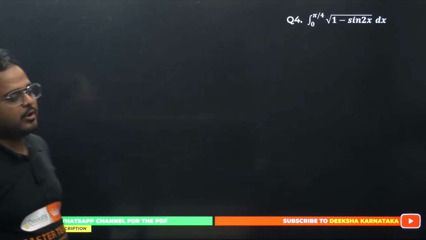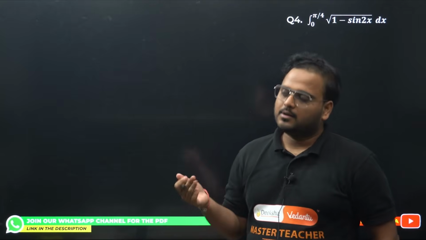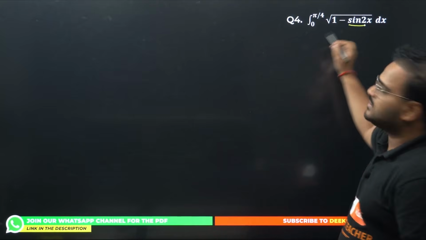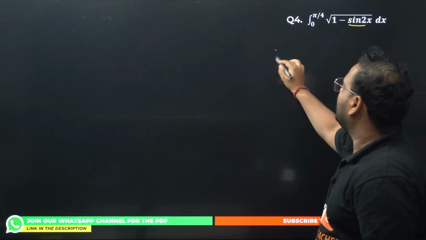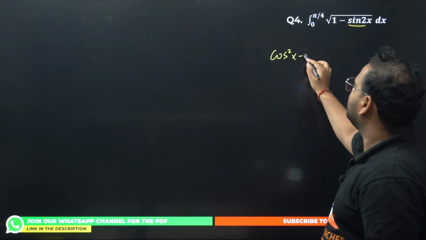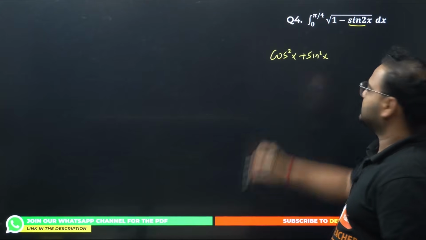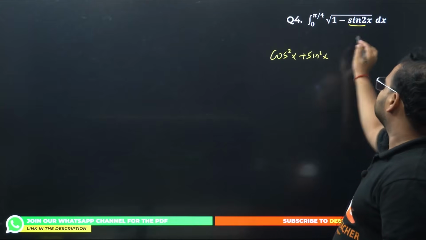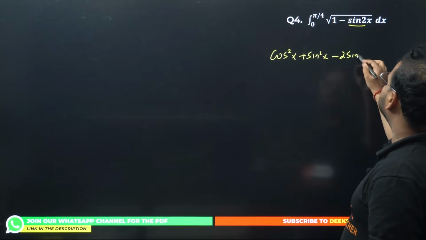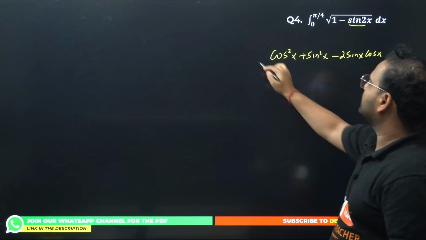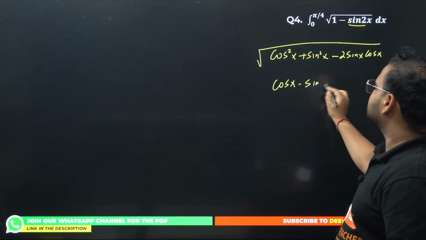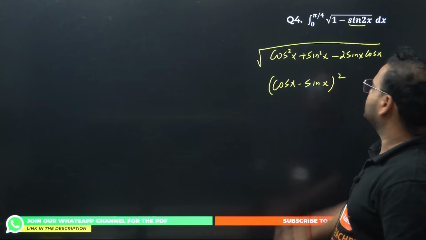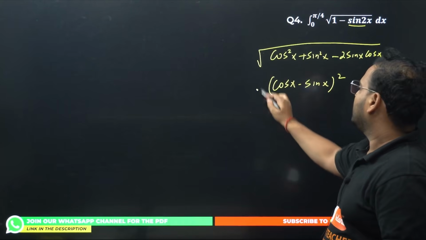Question number 4 now. 1 minus sin 2x, 0 to pi by 4. Now from here onwards you have to use the identities, of course. Sin 2x is 2 sin x cos x. What is 1? 1 is cos square x plus sin square x. The identities, right? So 1 minus sin 2x is cos square x plus sin square x minus 2 sin x cos x. This whole thing is inside the root. What I get from here is cos x minus sin x to the power 2, power 2 in the root.